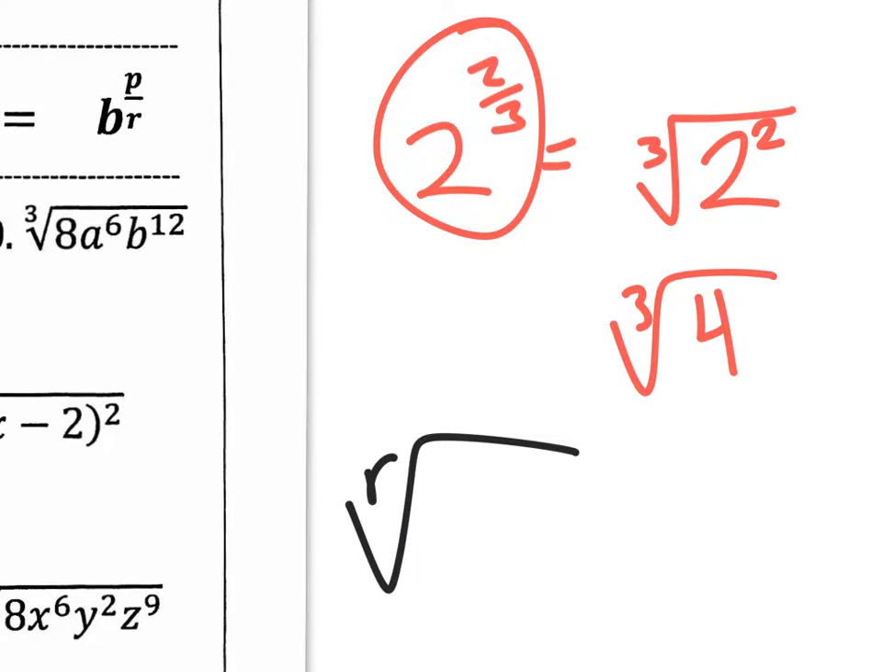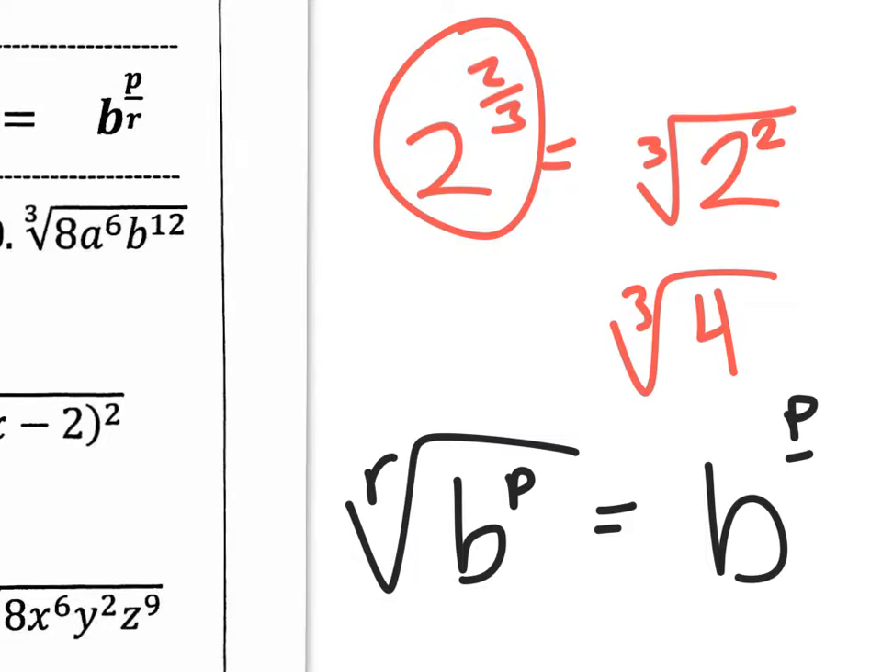Okay, so we're going to use this fact that whatever root you have, whatever base you have, whatever power you have, you could rewrite it as that exact base, but with the fraction as an exponent. It's called a rational exponent. So the numerator is the power always, and the denominator is the root always.